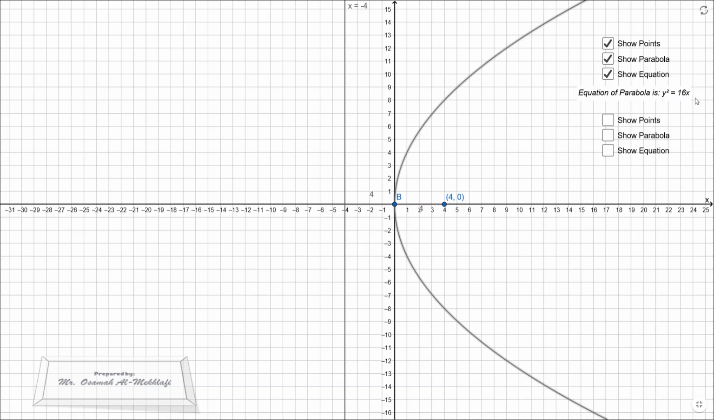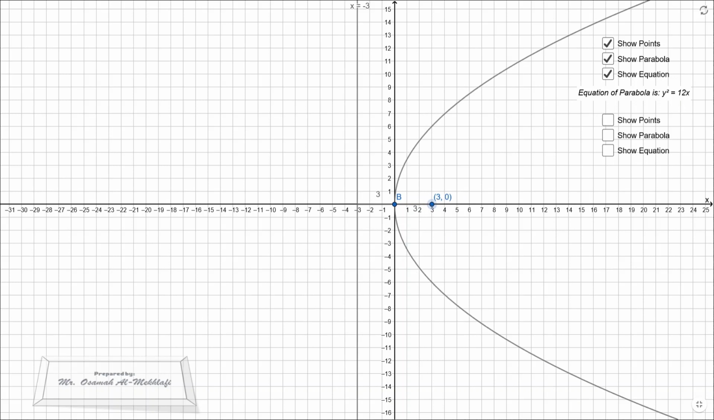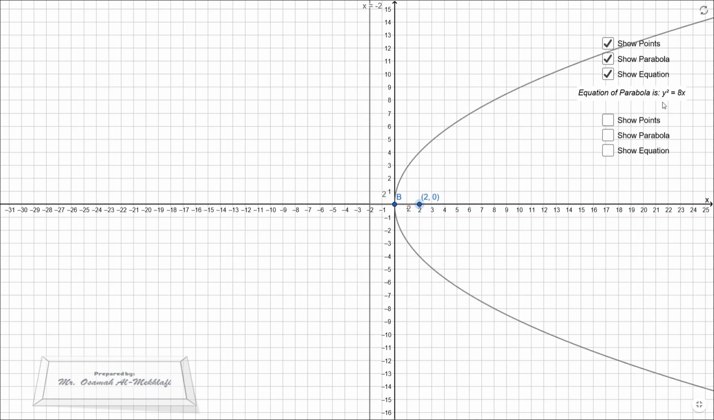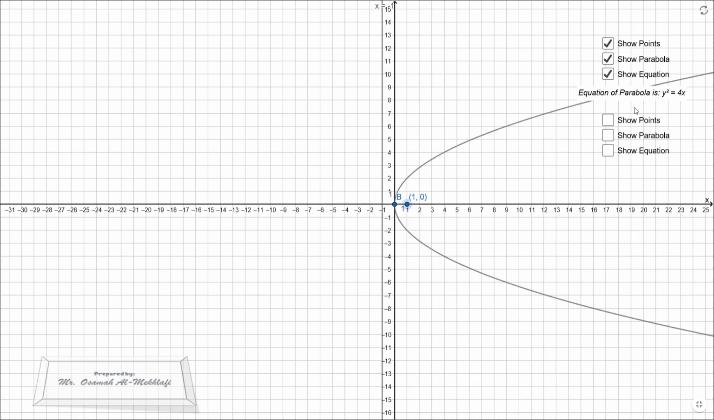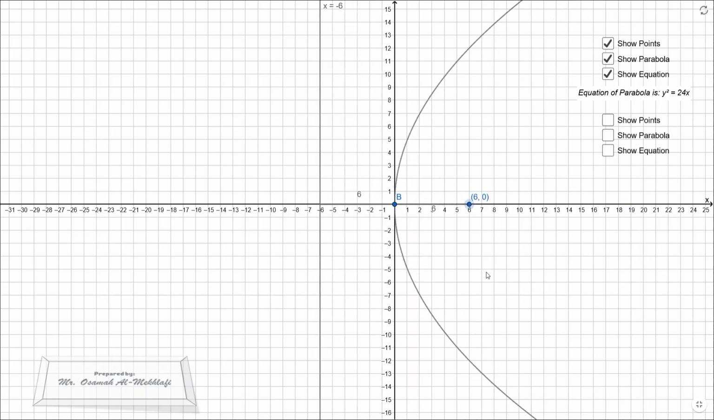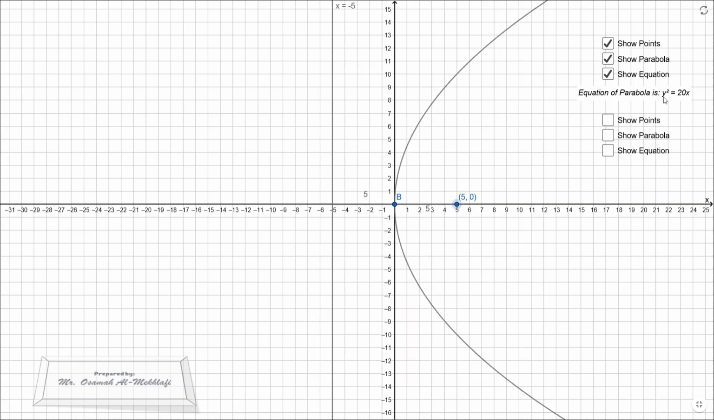I'll show you how to find this equation in moments. But notice what happens to the equation if I change the focus and therefore the directrix. Look, if I take the focus to 3, the equation is still y squared equals, but this time I have 12x, not 16x. And the focus is at 3. If the focus is at 2, y squared is equal to 8x. If the focus is at 1, y squared is equal to 4x. If I move further, at 5, for example, y squared equals 20x.